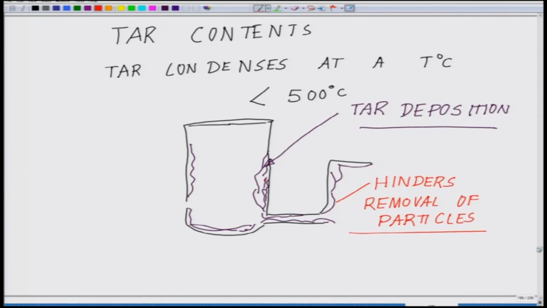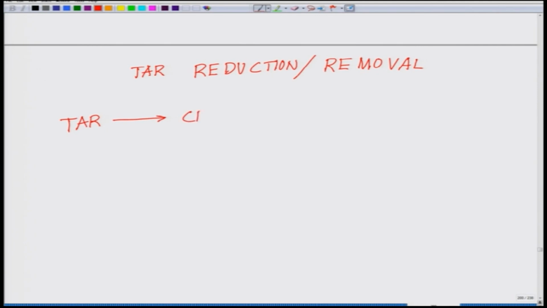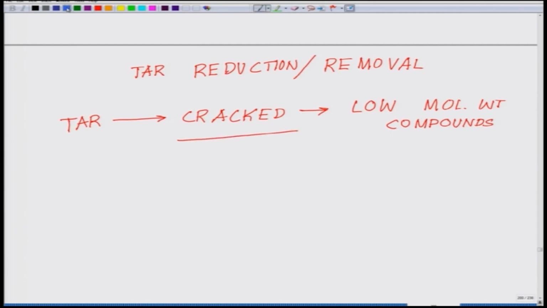Now, post this, what are the ways of tar reduction or removal? What are the techniques being followed? One thing is that tar could be cracked further, that is, you are breaking the molecule: cracking of the tar into low molecular weight compounds. This cracking could be done using two techniques. One technique is a catalytic process, which is called catalytic cracking. The other one is a thermal process.